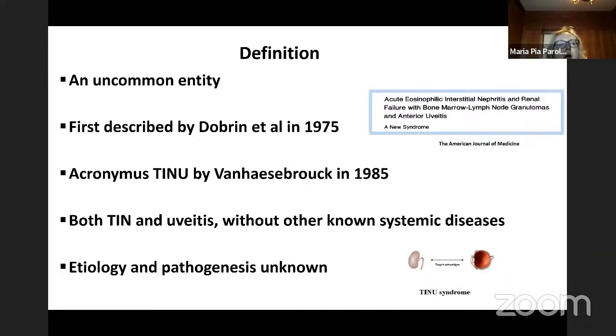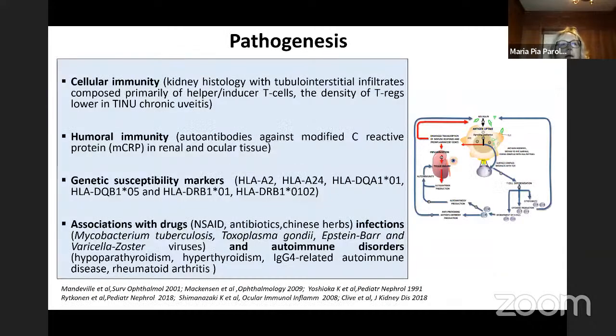The diagnosis of TINU requires both tubulointerstitial nephritis and uveitis without the presence of other systemic diseases that can cause such an association. Although the etiology and pathogenesis are still unknown, a common autoimmune mechanism involving a common antigen in kidney and in ocular tissue can play a significant role. Both cellular and humoral immunity seem to be involved in the development of the disease.